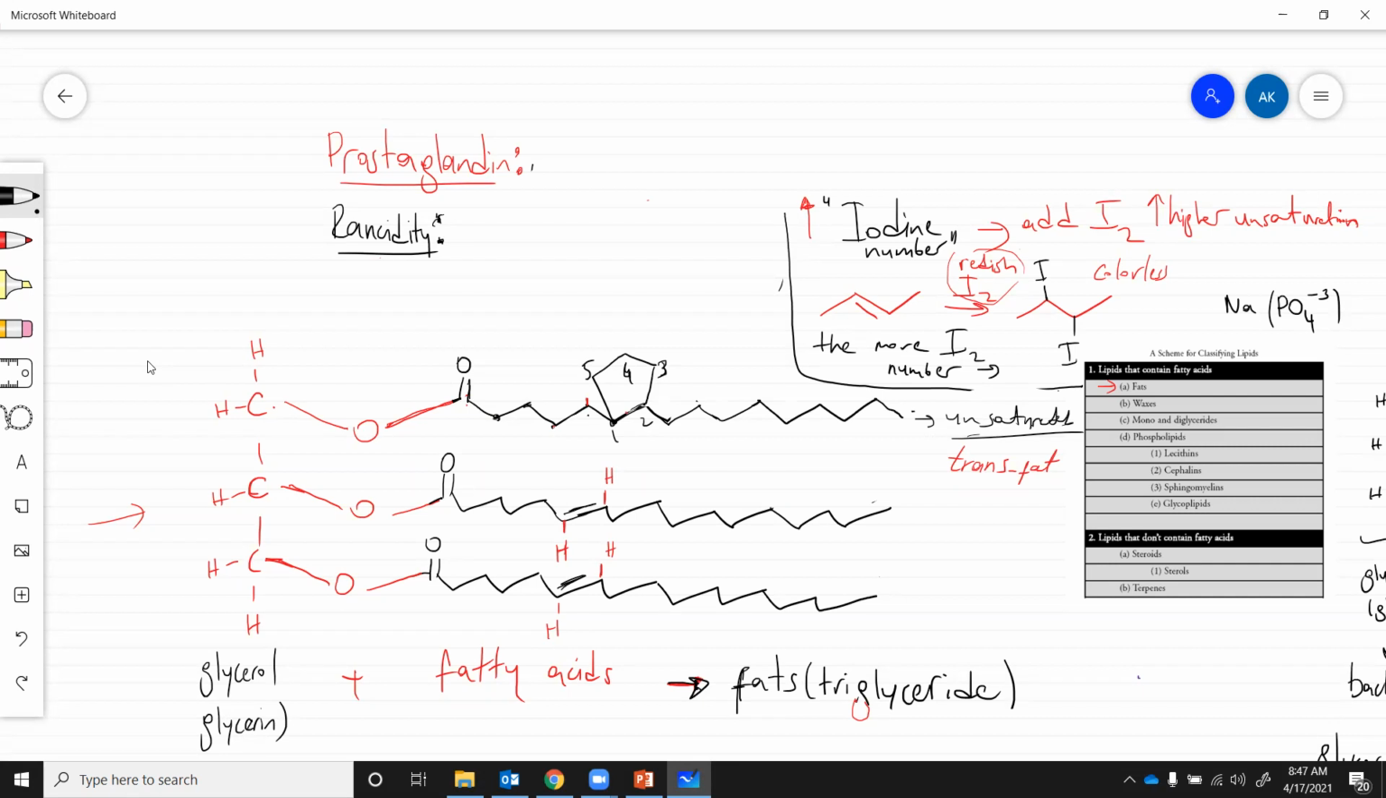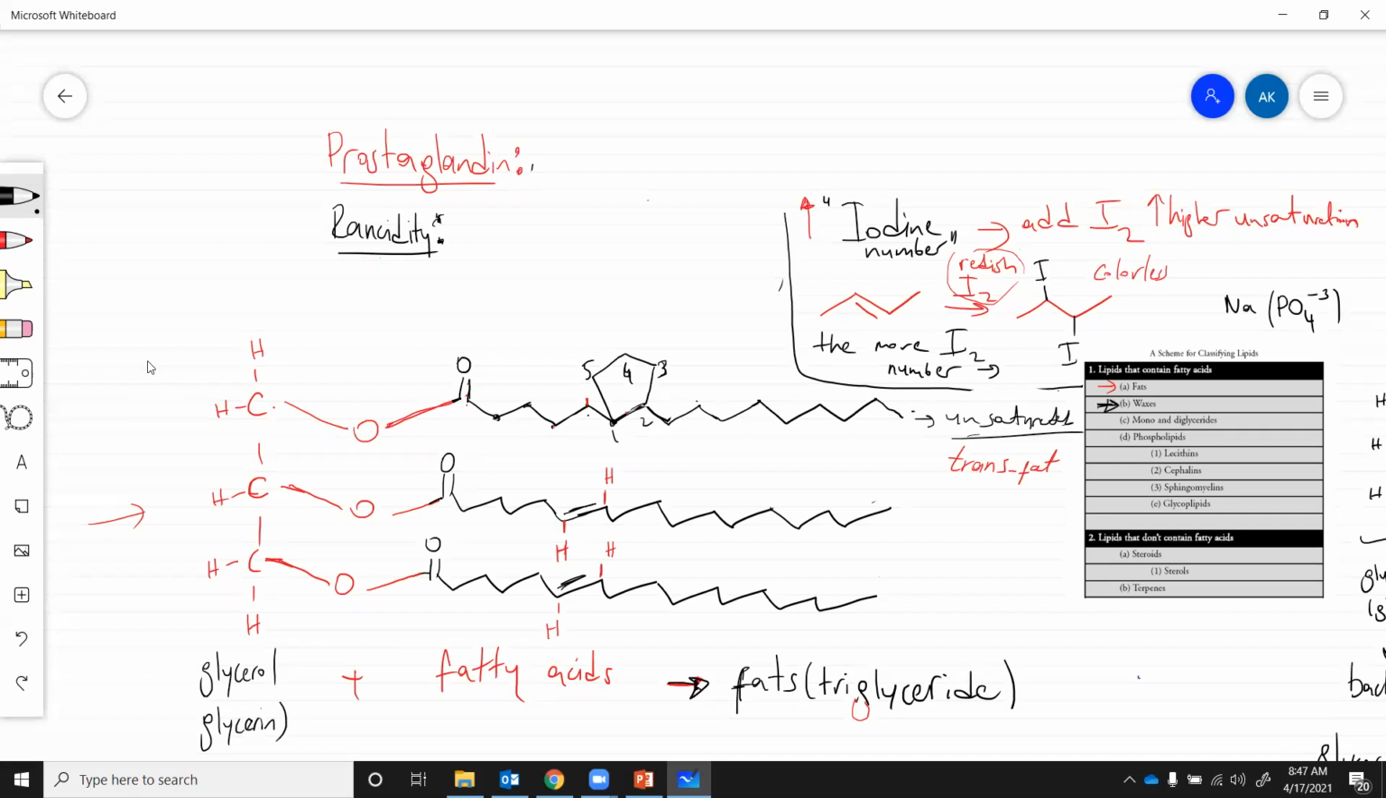And in our body, there is a very important fatty acid of this kind, I believe. Hopefully I have it in the slides, I can show it to you guys. But this is called prostaglandin. Okay? All right, very good. Any questions, everyone? All right, so let's move on to waxes.